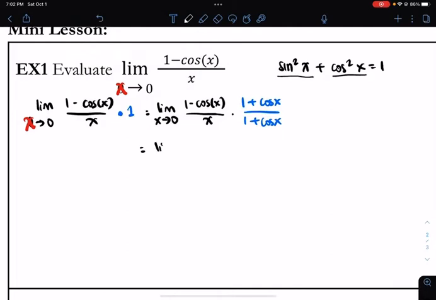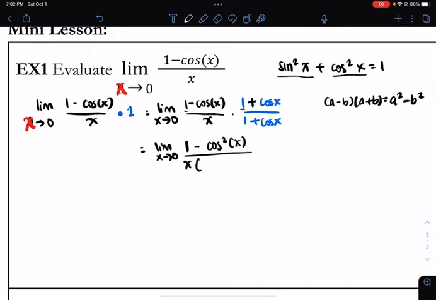Remember that if you multiply a minus b times a plus b, that becomes a squared minus b squared, right? So same here, we're multiplying by the conjugate. 1 times 1 is just 1. Negative cosine x times positive cosine x gives you minus cosine squared x, right? And then the denominator is just x times (1 plus cosine x).